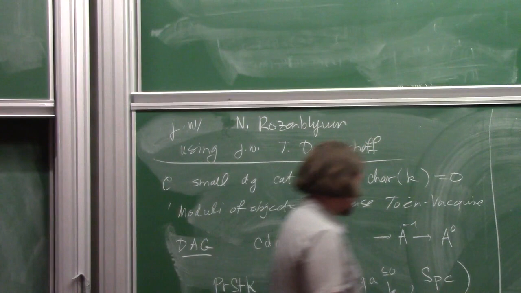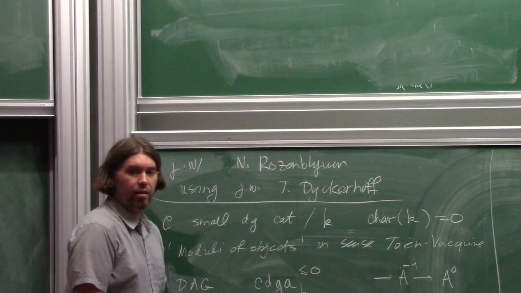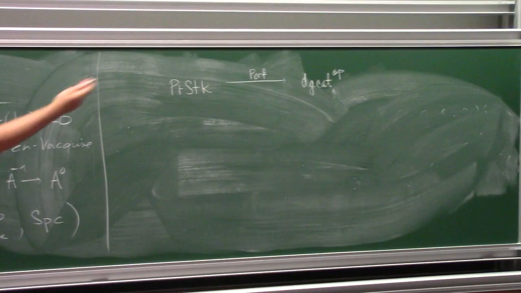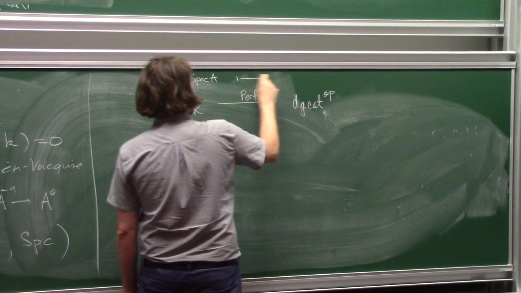And for a prestack, there's a very tautological way to define what is a perfect complex on it. So I'm going to define a category of perfect complexes. This is going to be a small DG category. You pull back perfect complexes, so I'm going to get the target being the opposite of small DG categories. And I know where my affines are going to go. These are just going to go to perfect modules over the functions.